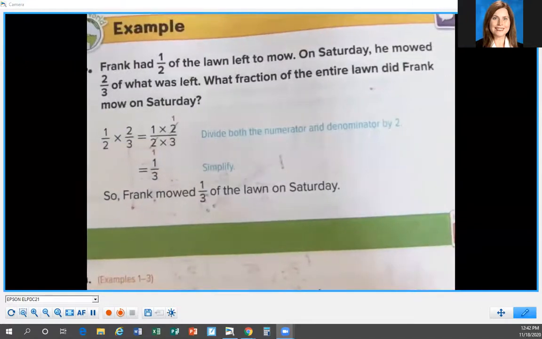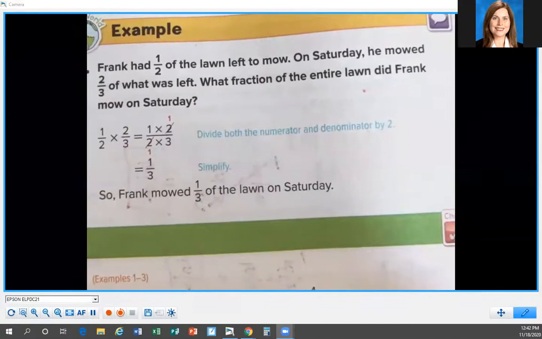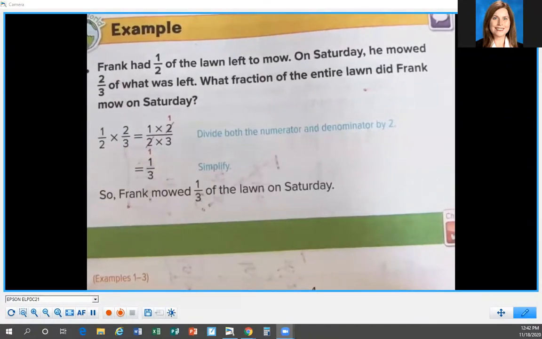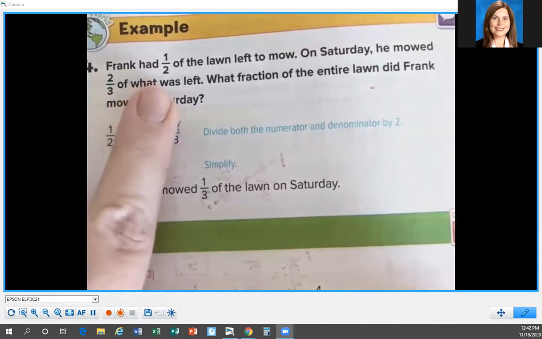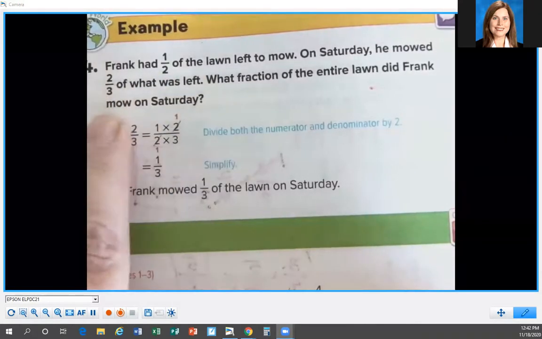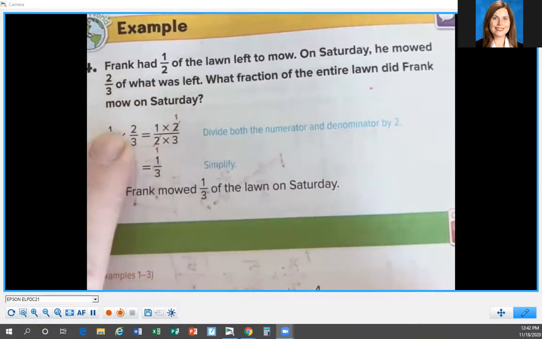All right, Frank is mowing the lawn. Frank had half of the lawn left to mow. On Saturday, he mowed 2/3 of what was left. What was left? 1/2. So on Saturday, he mowed 2/3 of 1/2. What fraction of the entire lawn did he mow on Saturday?